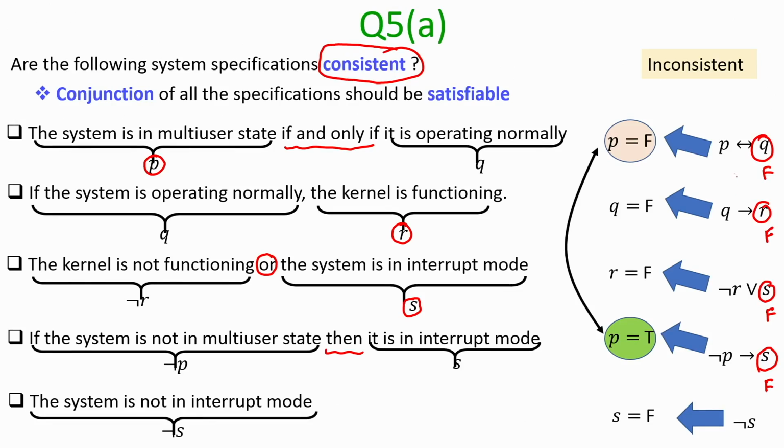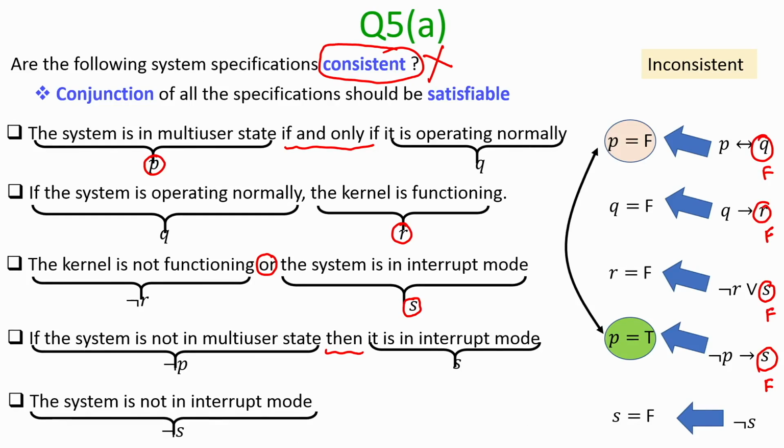no possible truth assignment for P, Q, R and S which can simultaneously satisfy or ensure that all the 5 statements here are true. That means, this system specification is not consistent. You can't have a system where all these 5 conditions simultaneously hold. The similar exercise you can do for part B of question 5.